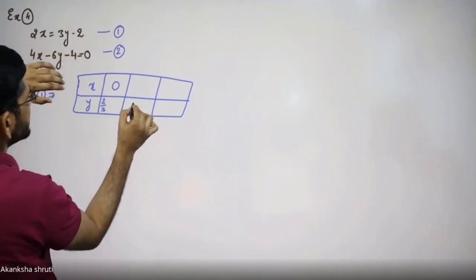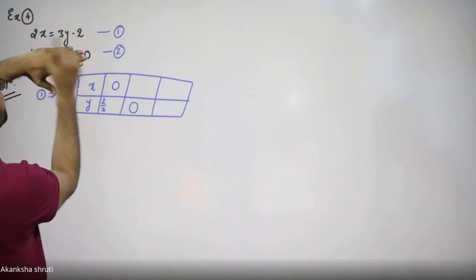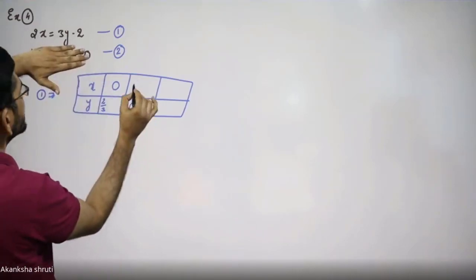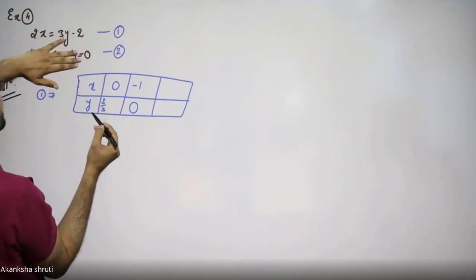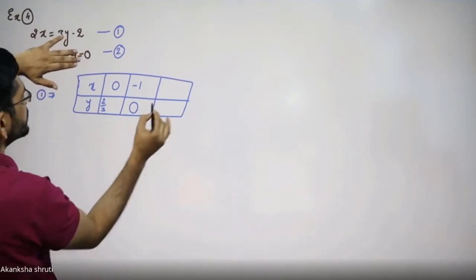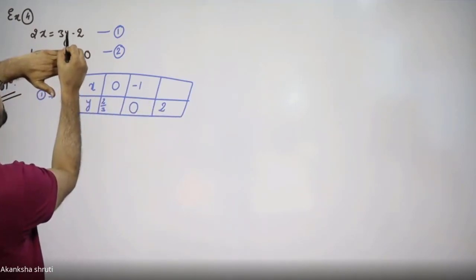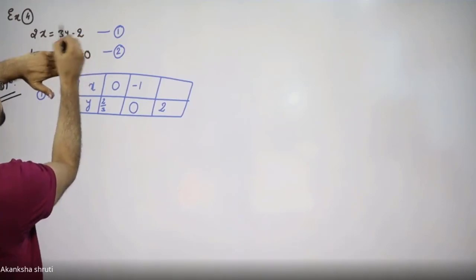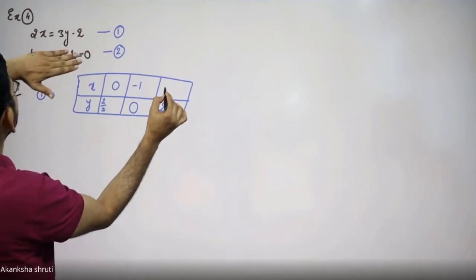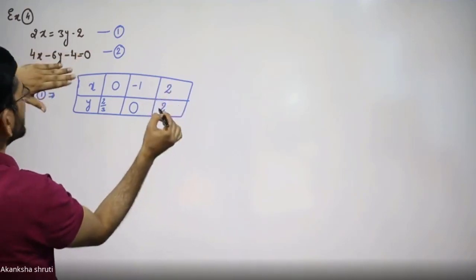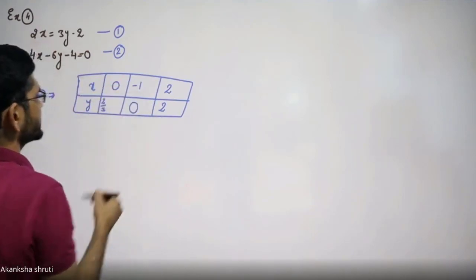Taking y value as 0, this x will be minus 2 by 2, which is minus 1. Students, we may take some bigger value also. Let us take y is equals to 2. Then the x value becomes 2 3s are 6, minus 2 is 4, by 2 becomes 2. So x is equals to 2, y is 2. Even we can take few more values, but I think this much is enough.